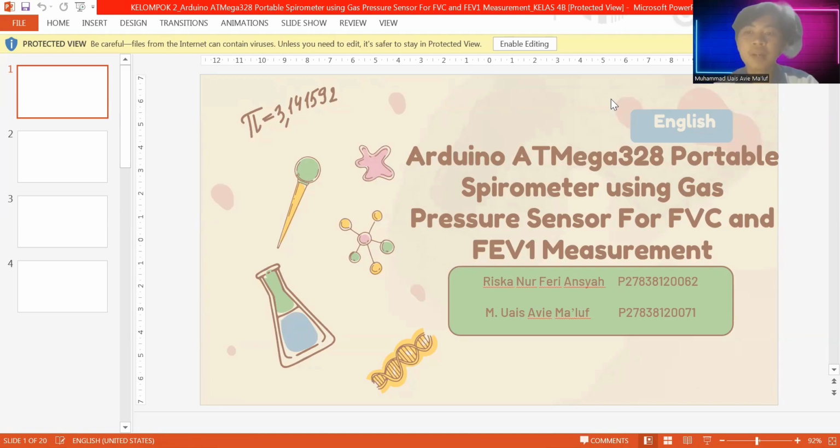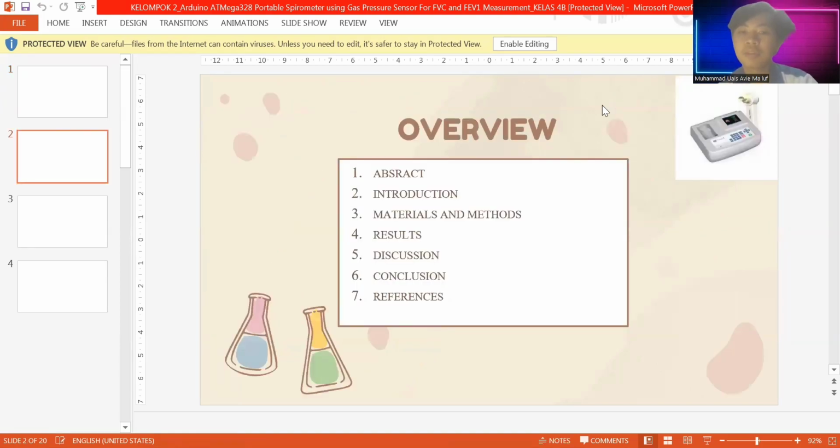I'm here to present about Arduino Atmega 328 portable spirometer using gas pressure sensor for efficiency and FVC measurement. Overview: one, abstract; two, introduction; three, material and method; four, result; five, discussion; six, conclusion; seven, reference.